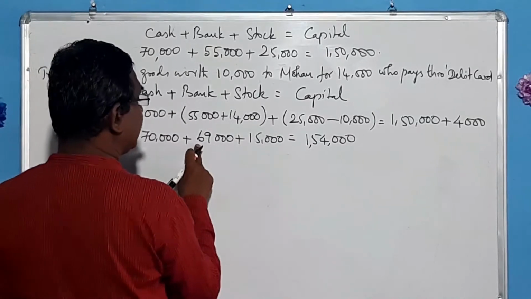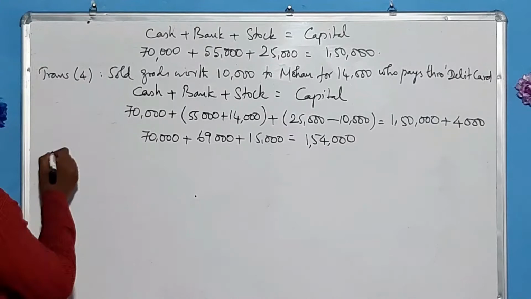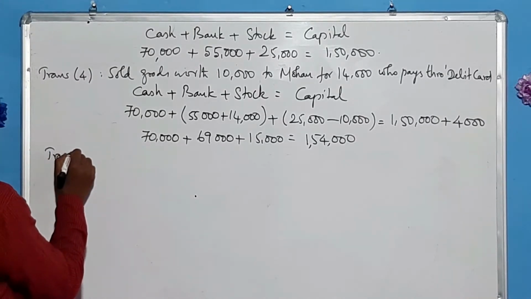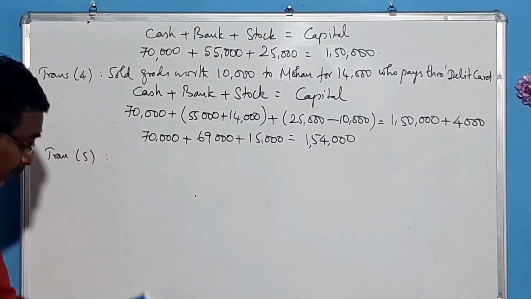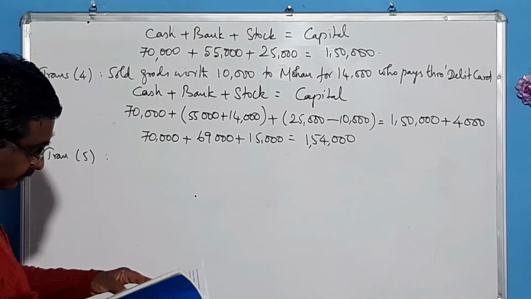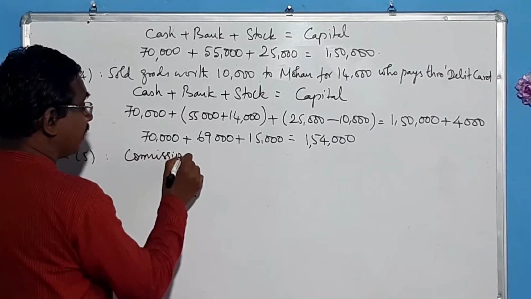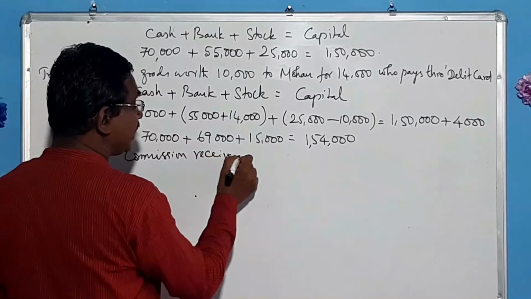70, 130, 145, 154. Yeah, we have done it correctly. Now let us go to the next transaction, number 5. What is given? Commission received by check.